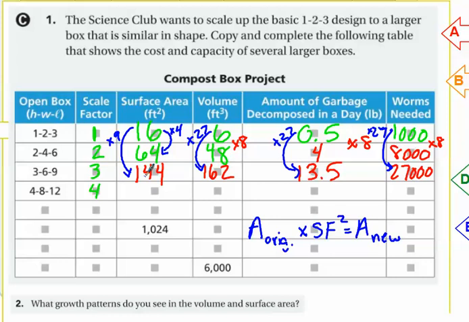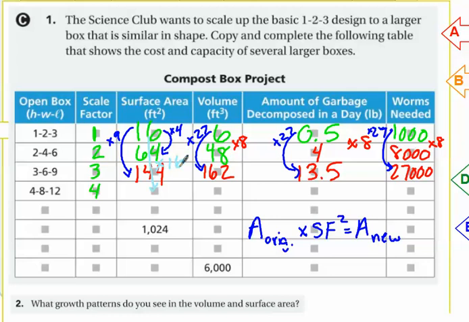If I were to continue on with this train of thought, I would see that I take the area of the original multiplied by scale factor squared, so 4 squared.